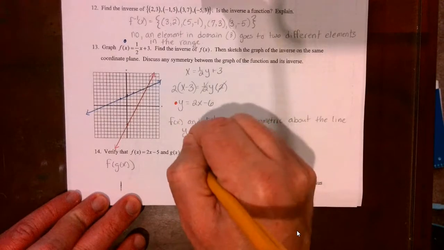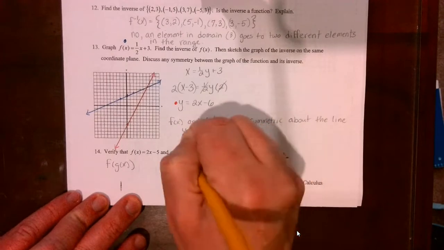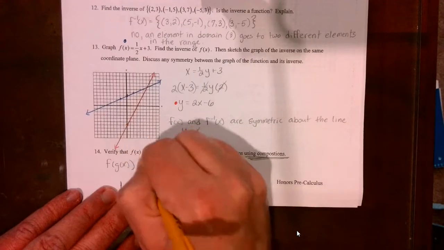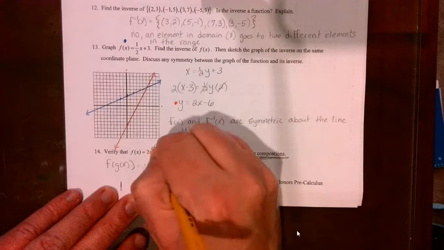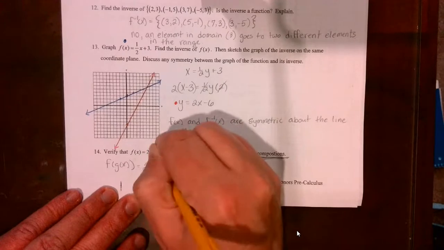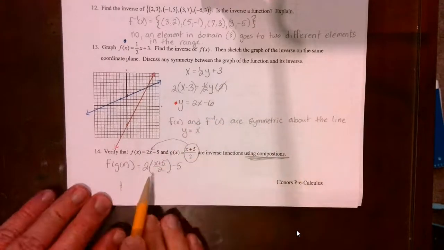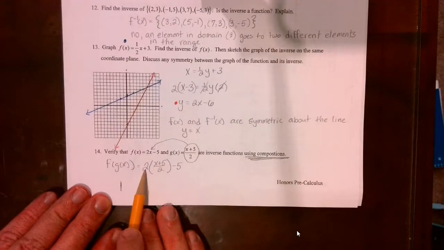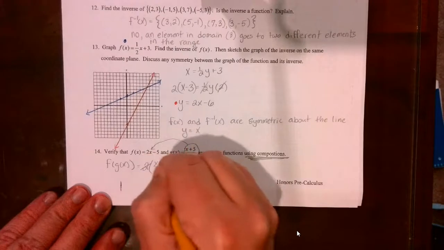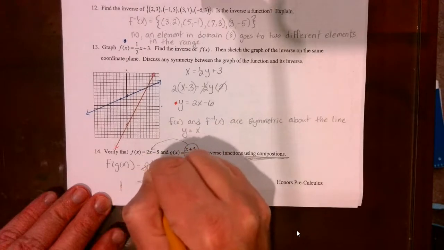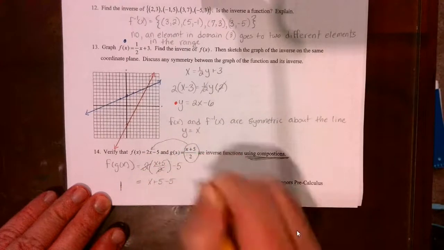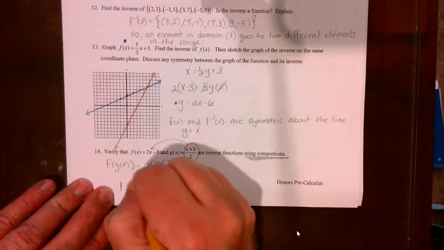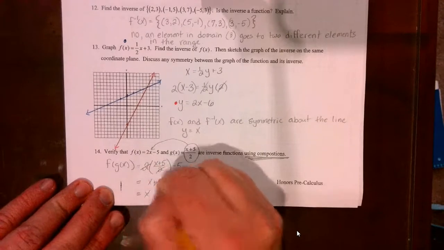So if I do f of g of x, I take g of x and I plug it in for x. So when I do that, I will get 2 times, instead of x, (x plus 5) over 2, and then we have minus 5. Well, here, this x plus 5 is being divided by 2 and multiplied by 2, so these just cancel. So then we're left with x plus 5 minus 5. Well, plus 5 minus 5 also cancel, just leaving me with x. And that's what I want.